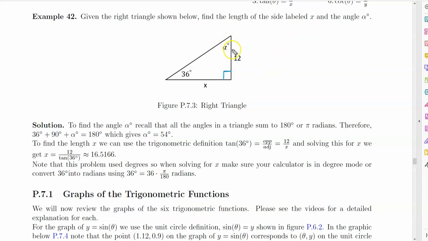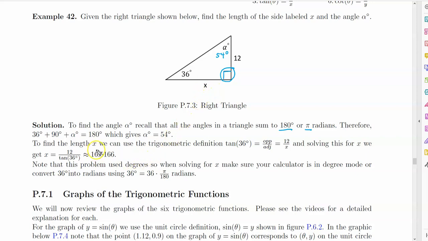So to find the angle alpha, recall that if you sum all the angles in a triangle, those angles must sum to 180 degrees or pi radians. Remember, 180 degrees and pi radians, they're the same thing. So for this picture, 36 degrees plus 90 degrees, which is this angle right here, plus alpha must equal 180 degrees. And solving that, we get that alpha is 54 degrees. So we know that this angle right here is 54 degrees.